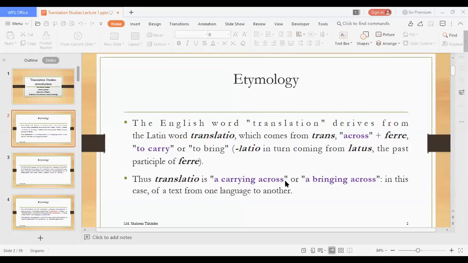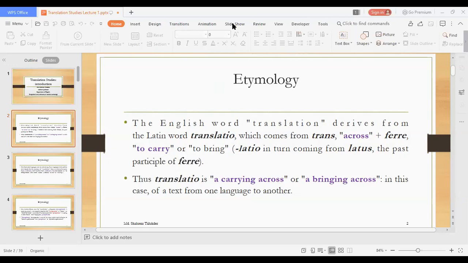We can also do the opposite, for example, from English to Bengali. In that case, English will be your source language and your target language will be Bangla. So this is called carrying across. That is, we are carrying it from one language to another language. That is the idea of carrying across.